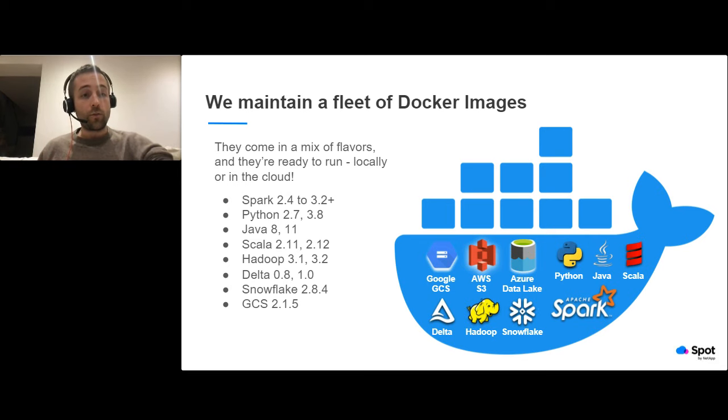So we support Spark 2.4 to Spark 3.2. We support different versions of Python, of Java, of Scala, of Hadoop, and other libraries. In particular, we support all the libraries that make it easy to read from S3, to read from Snowflake, to read from Delta, to read from Google Cloud Storage, Azure Data Lake also. And I think there are more such integrations coming. And so we maintain these images, which means that whenever a new Spark release comes in, we will release all the related images, and we will test them and make them available for our customers.